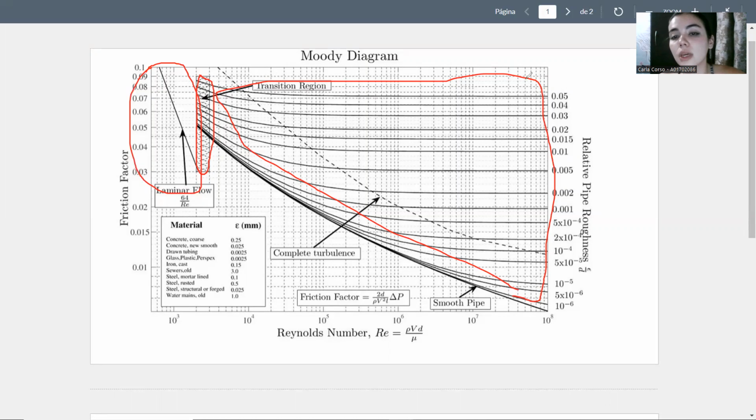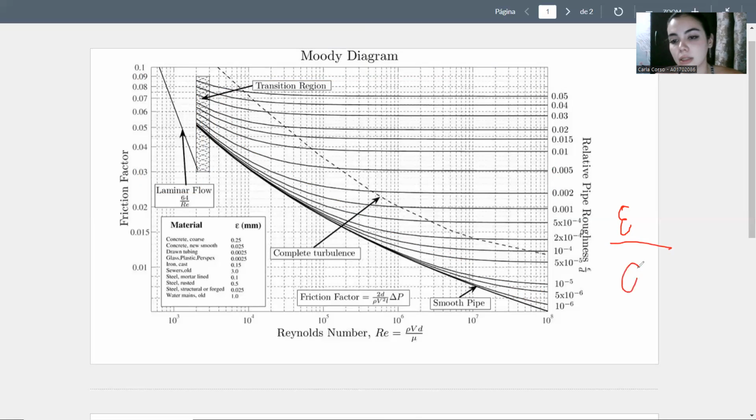Continuing with this, we can obtain this number by first knowing the diameter of the pipe, and then we can know the relative pipe roughness if we do know the roughness, which is given by this expression over here. The relative pipe roughness is given by the roughness divided by the diameter. And once we have this, for example, we have a relative pipe roughness of 0.002.